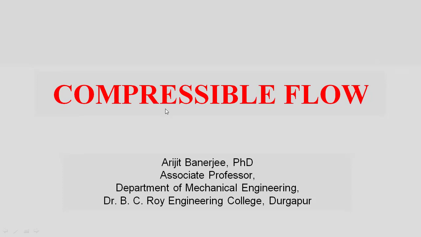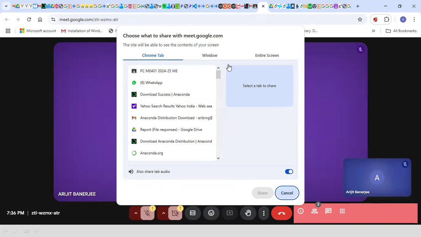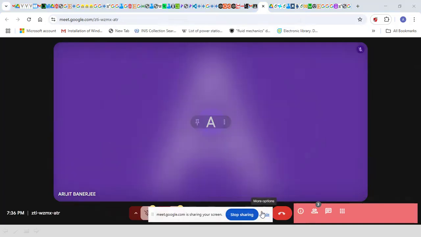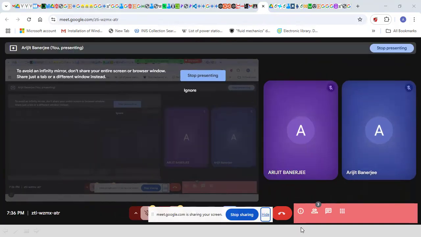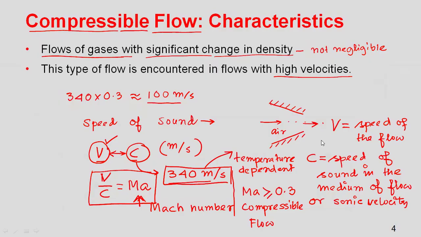So, with that, now we will move to the topic isentropic flow in one dimension.